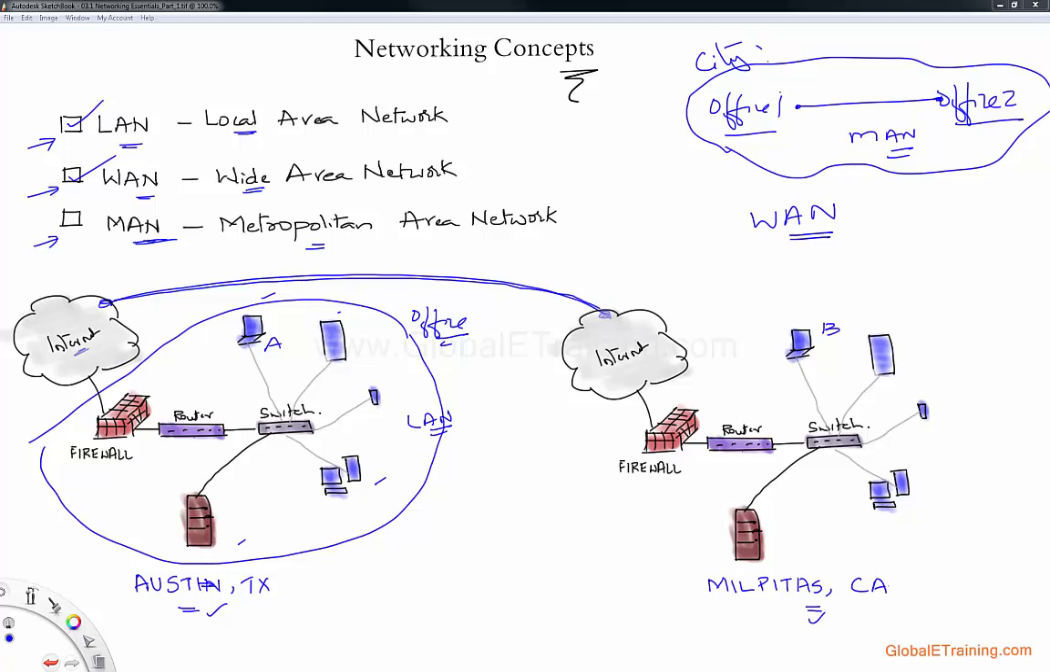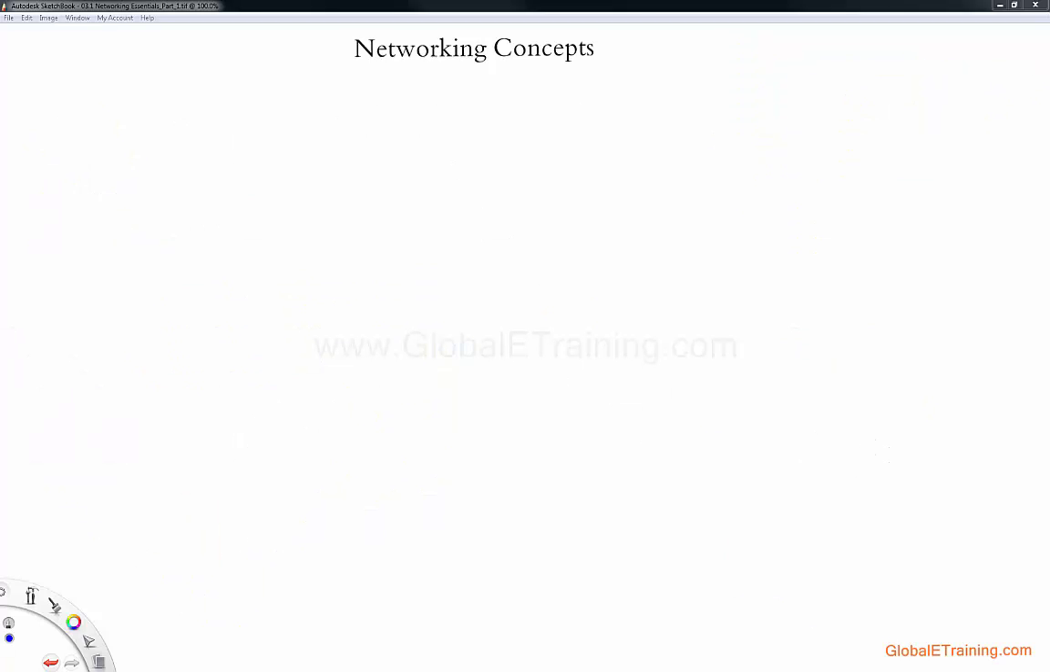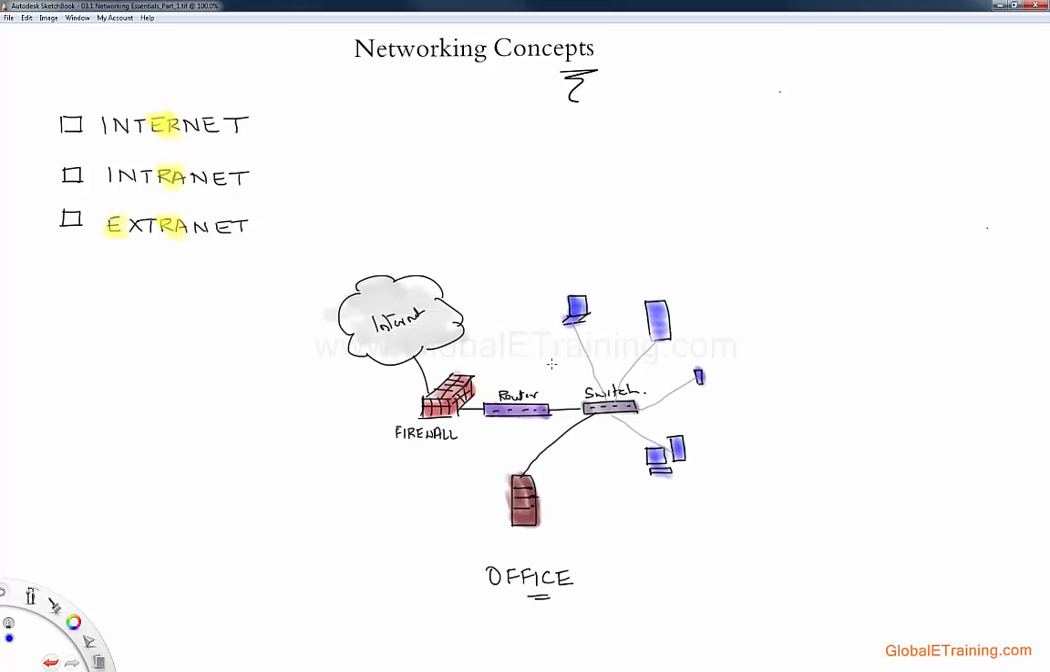Okay, so we will look at some more terms. We'll look at internet, intranet, and extranet, and that's what we will try to understand. They pretty much sound alike, as you can see: intranet, internet, and extranet. Now let's go back to the same office network example. You have multiple devices here in blue. You have a server here, a switch, a router, a firewall connected to the internet. Typical office network.